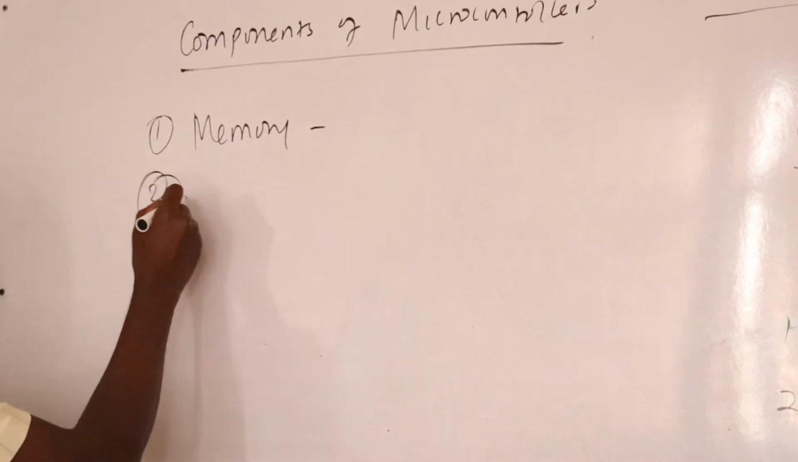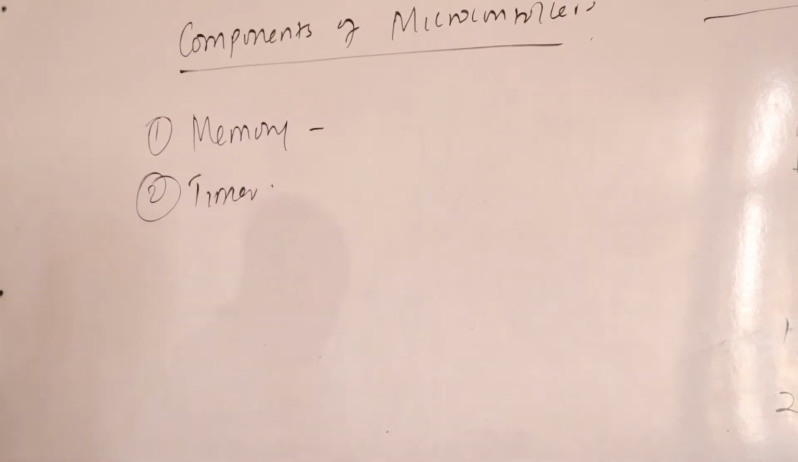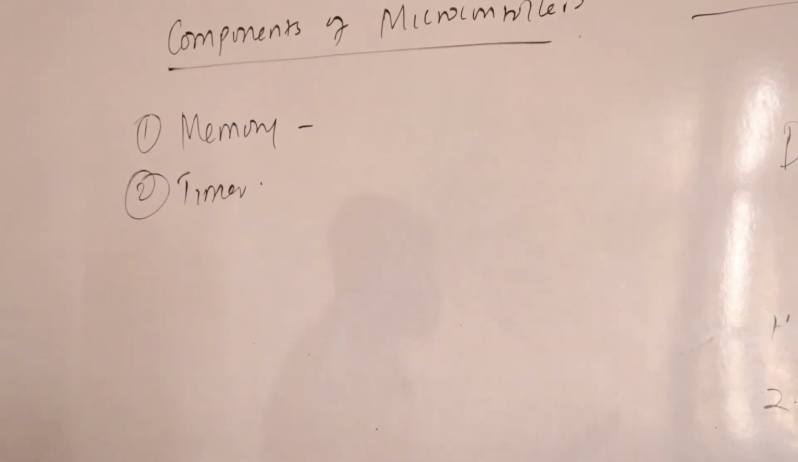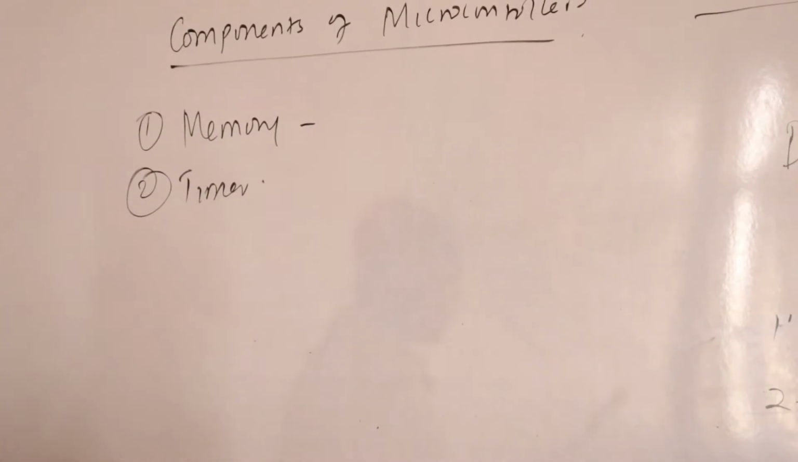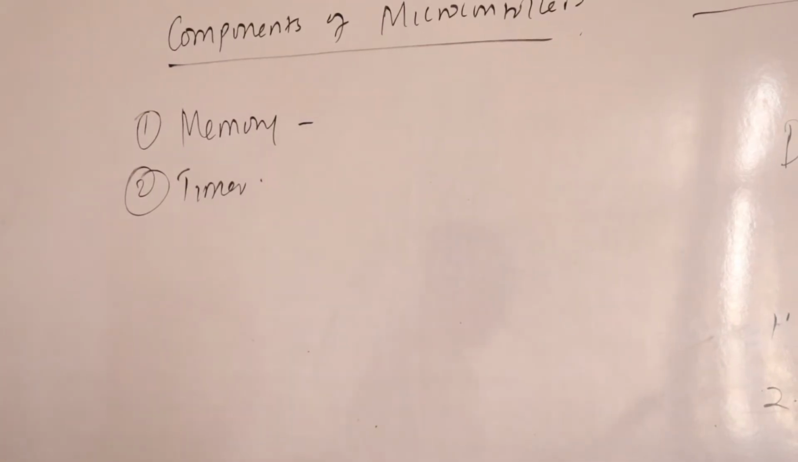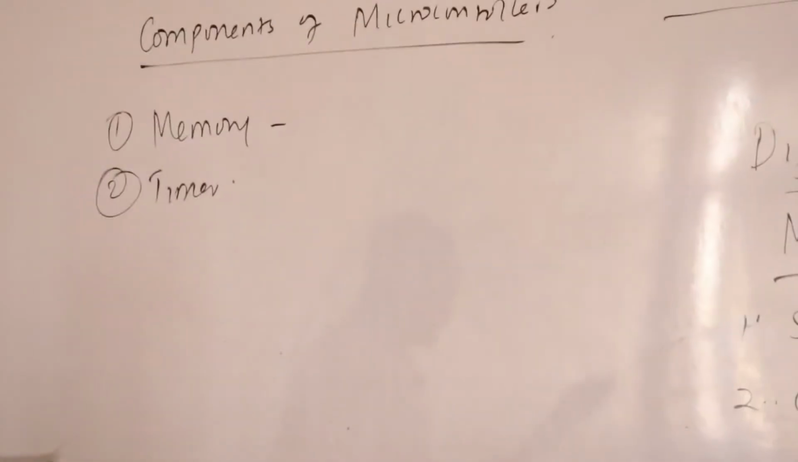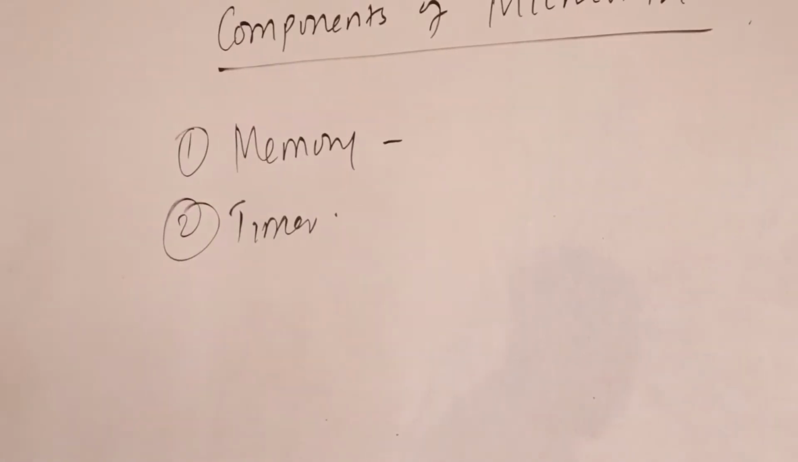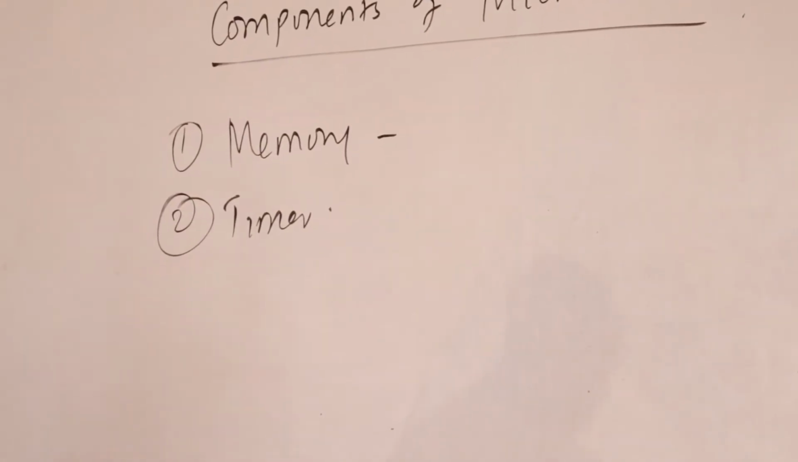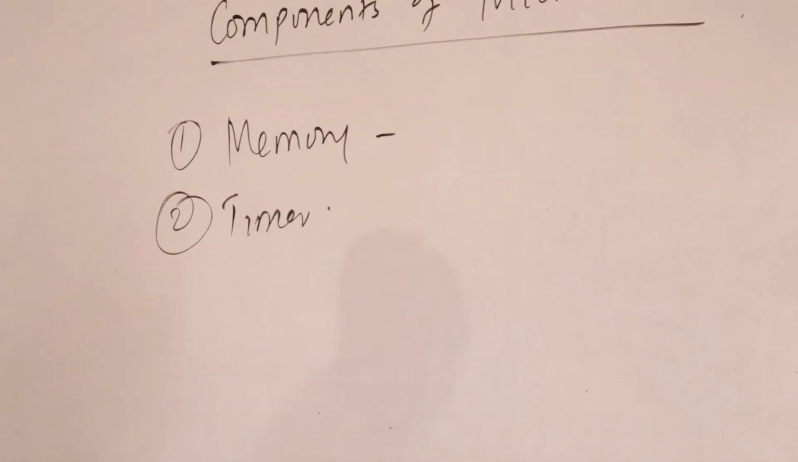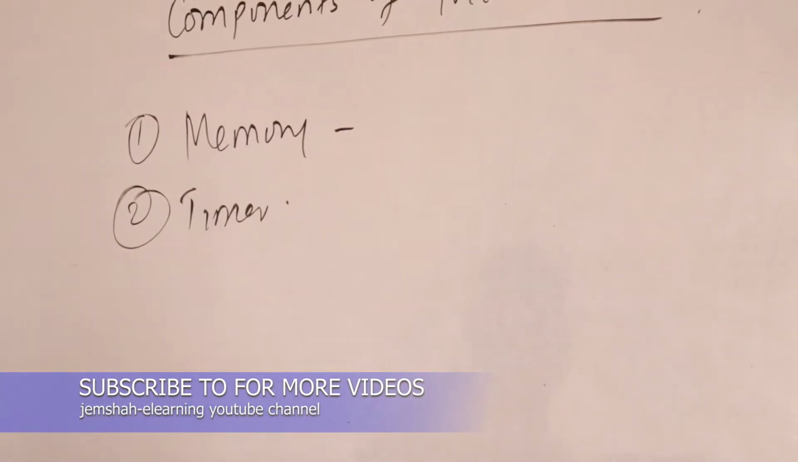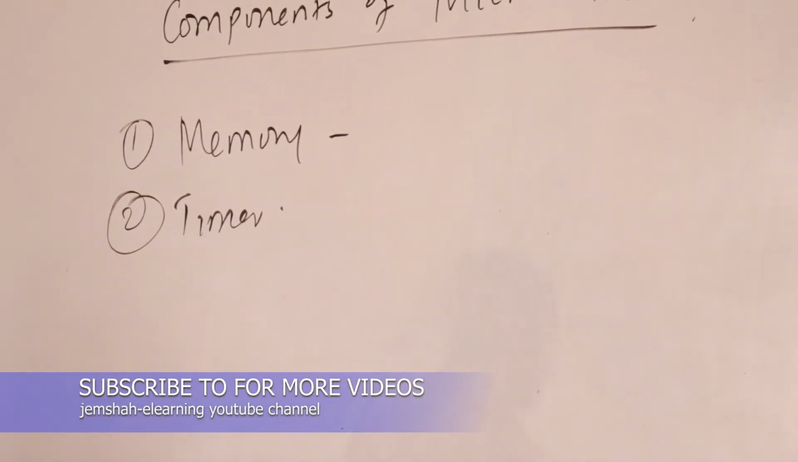The other component that we can talk about is the timer. The timer has several uses in the microcontroller. One of them is that it is used to measure frequency. Also, it is used to measure period, pulse width, as well as the duty cycle. Another use is to create time delay, as well as to generate waveforms. So remember, the timer is used to measure frequency, period, pulse width, and the duty cycle, as well as creating time delay and generating waveforms.